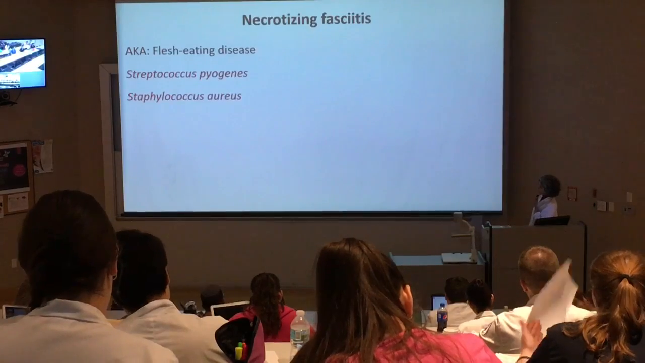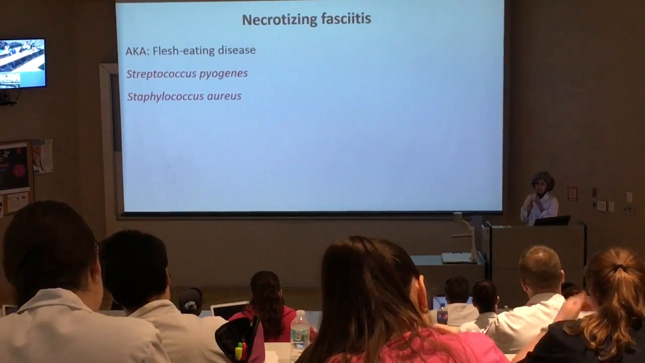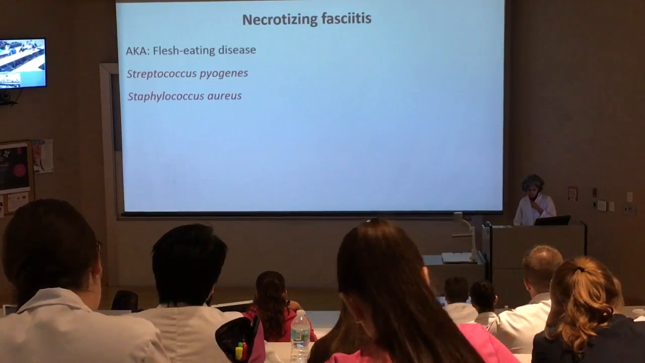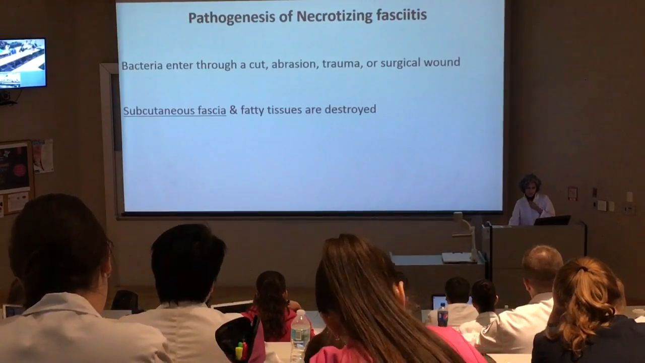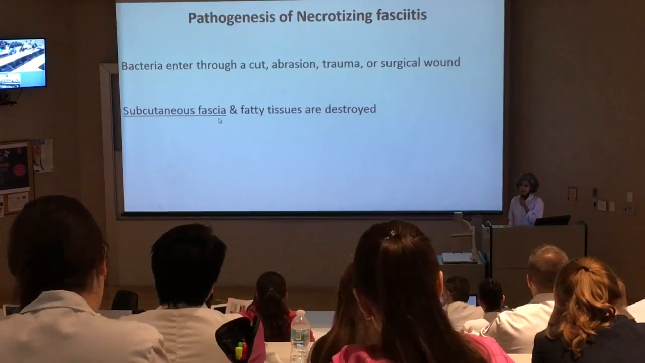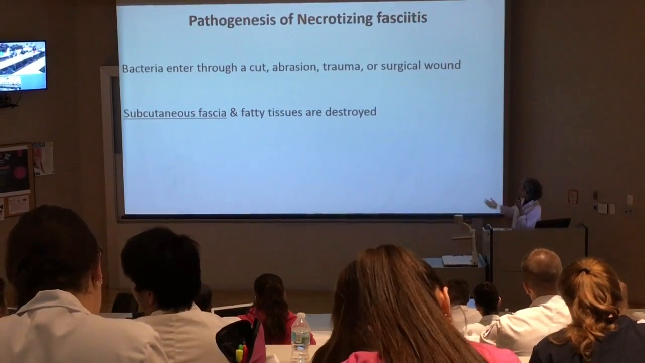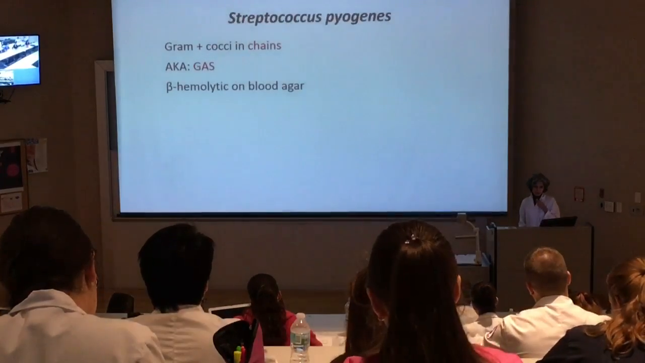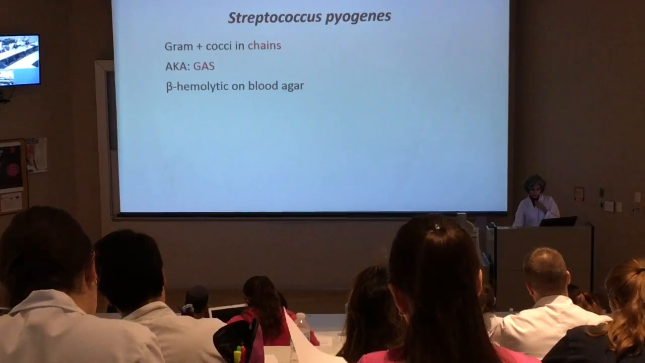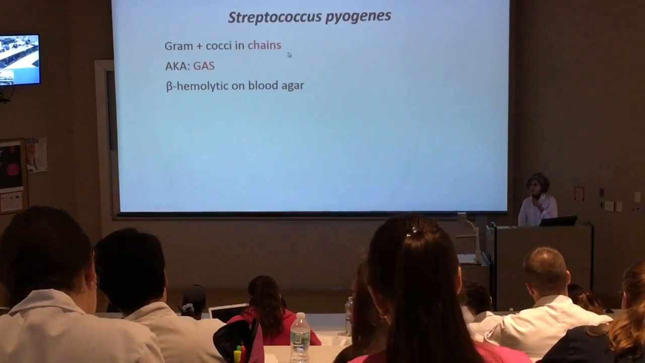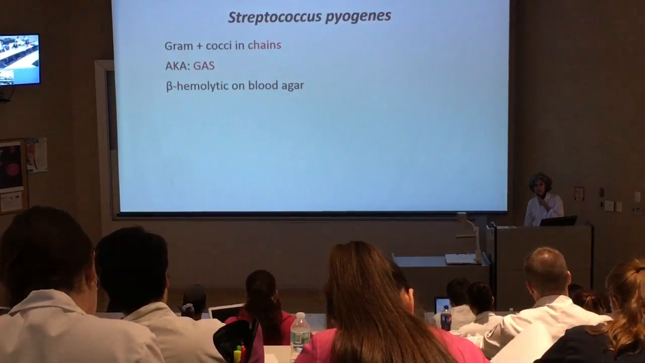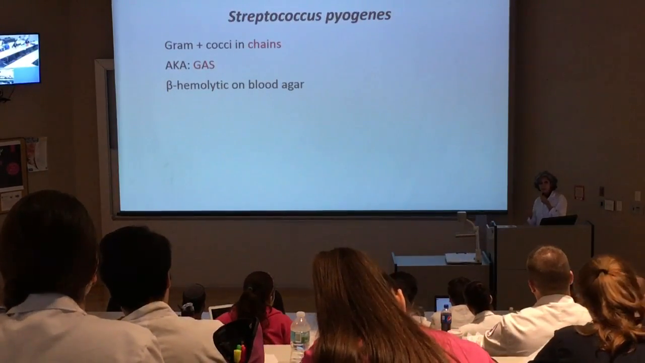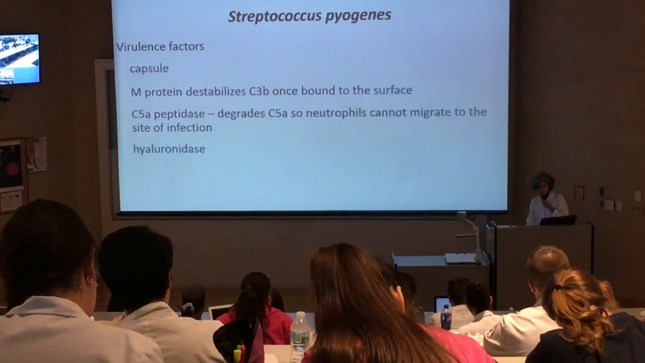We talked about necrotizing fasciitis. Strep pyogenes and Staph aureus can both cause this flesh-eating disease, right? So basically the subcutaneous fascia and the fatty tissues are destroyed by the growth of these bacteria. Okay. So Strep pyogenes, we've talked about this already, gram-positive cocci in chains. Is there a vaccine for Strep pyogenes? No, unfortunately we don't, but we do have vaccines for Strep pneumoniae, right?